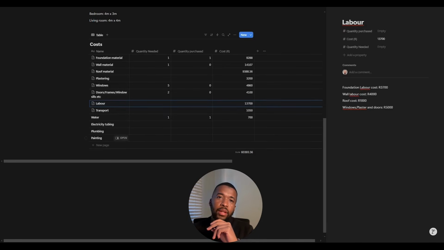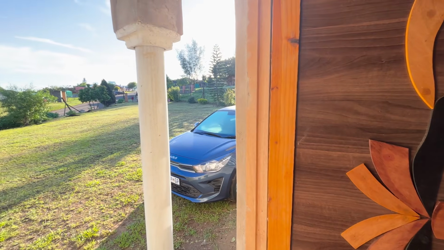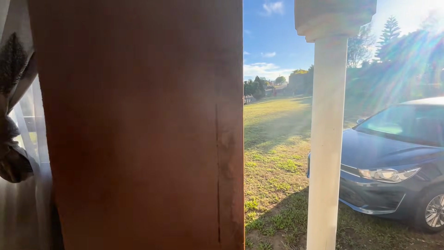So that's what happened. And then these are some of the miscellaneous costs that went into the project: transportation, water. Basically those two. These are the two cost categories that fall outside of material stuff, right? And then basically this takes me to 60,400 rands. So in total, it cost me 60,000 rands to have a real house, with windows and a door and a roof over my head.